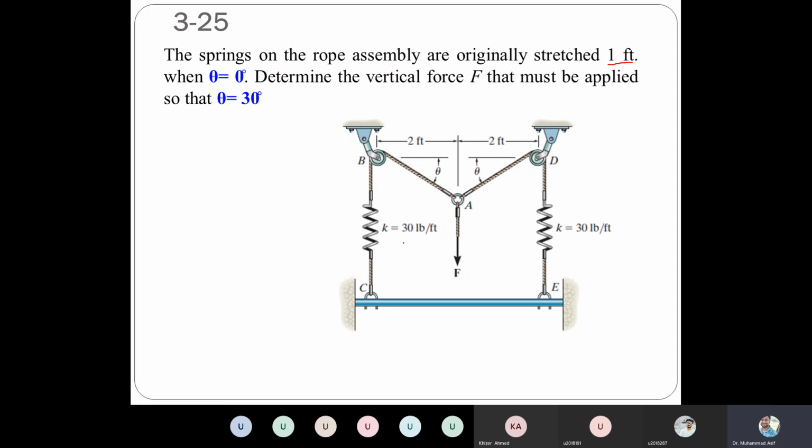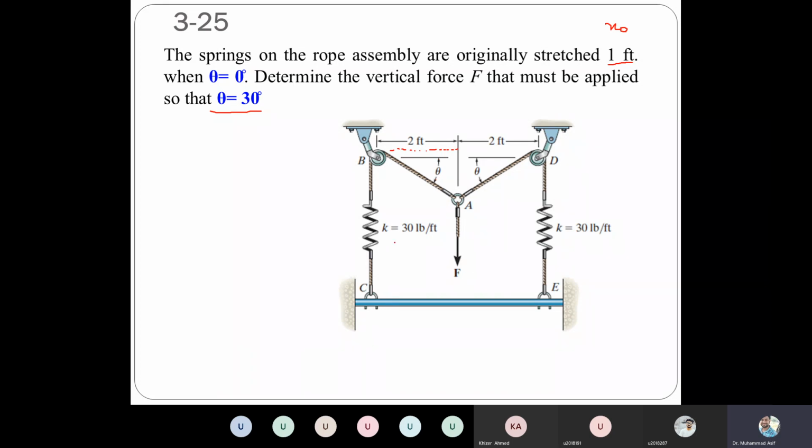So where is theta? This is theta. When theta is equal to 0, this rope is in a horizontal position. So at that time, the stretch in the spring, let's say x naught, was 1 foot. Determine the vertical force F. What is the value of the vertical force that must be supplied so that the angle is 30 degrees?